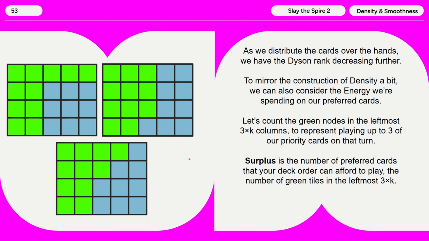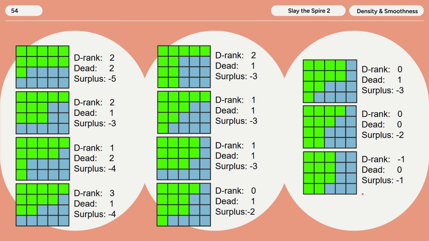Now, obviously, this matches the way I like to think about the game a lot. I'm always trying to avoid playing strikes and avoid playing defense. Just do anything to make sure I don't need to play those, and everything else kind of falls into place, to be honest. Here's a summary of those 11 arrangements of 11 cards and 20. And I've just enumerated here the Dyson rank, the number of dead hands, and the surplus. And we see that when the Dyson rank is highest, so this one, for example, with Dyson rank 2, the surplus is the lowest at -5.